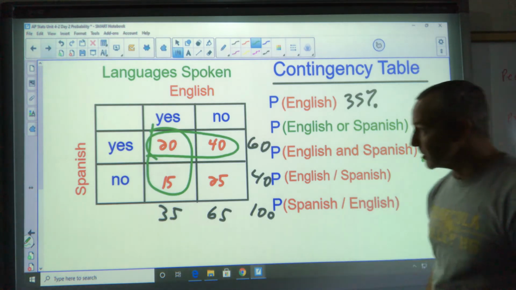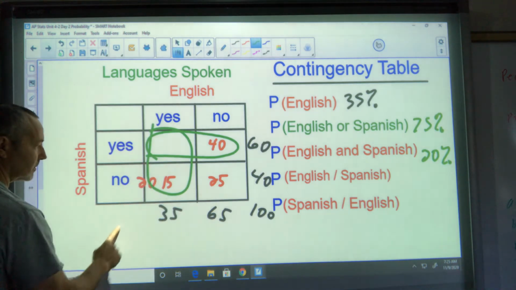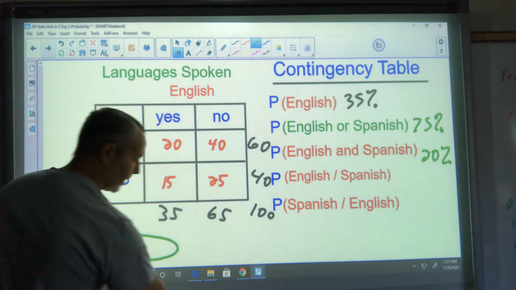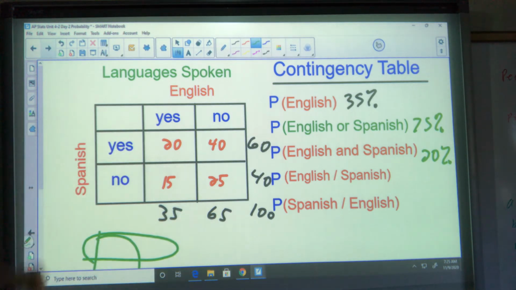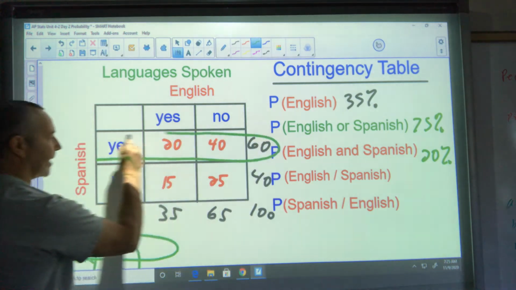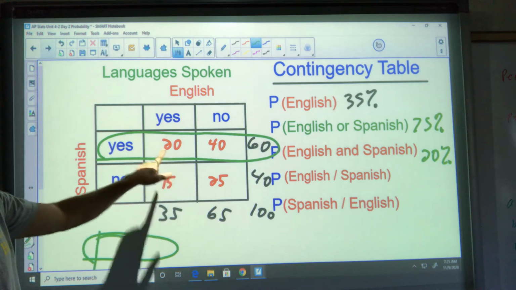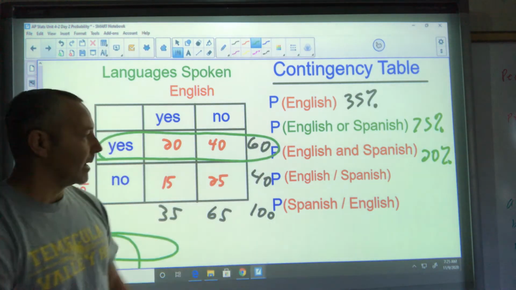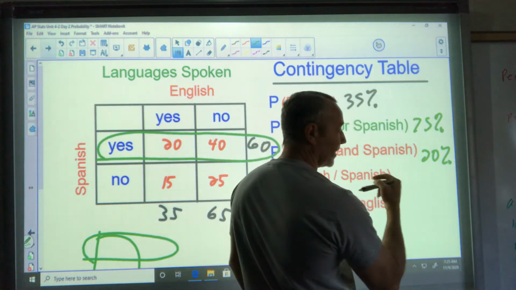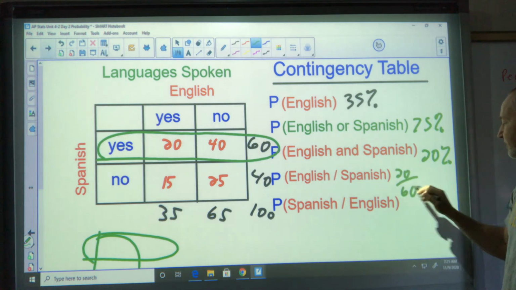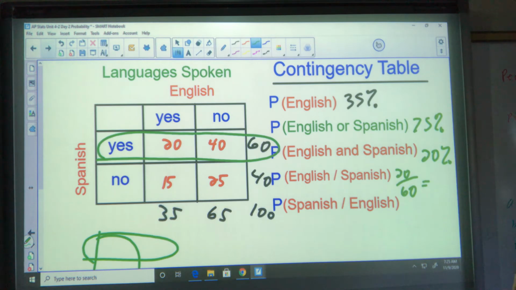This is out of Spanish. So let's get that up here. Okay, we're out of Spanish. Spanish is here. These are all the people in Spanish. See how it's out of 60 now. Given we're in Spanish, who took English? 20 out of those 60 people that took Spanish. 20 out of 60. If I divide by 10, that's 2 out of 6. Divide by 2, that's 1/3. That'd be 33.3% if I were to do it that way.